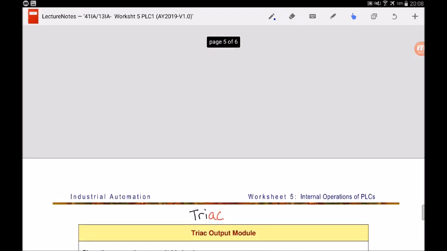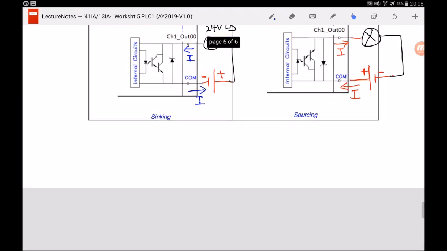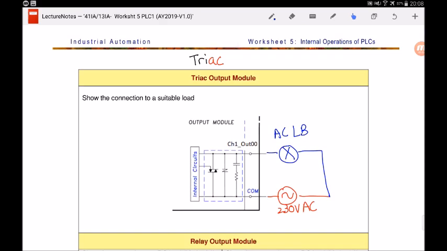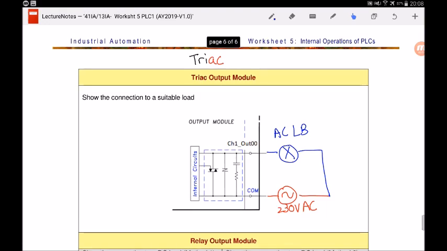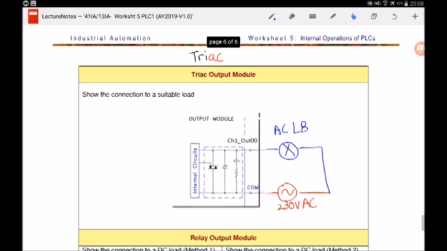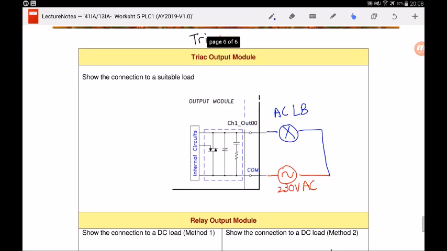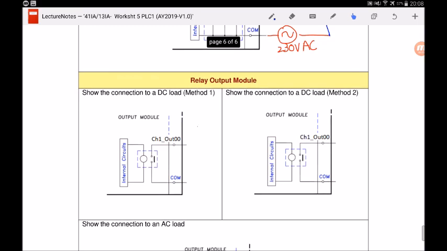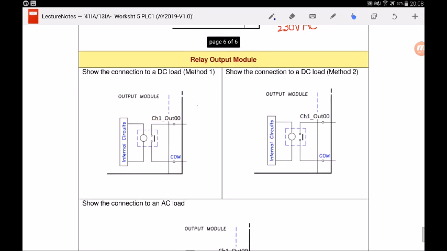Earlier, I used a 24 volts DC light bulb, so do not be confused by this. Over here, I'm just using an AC light bulb, which requires an AC power source, a 230 volts AC power source. So this is a triac output. And finally, we shall take a look at the relay output module.